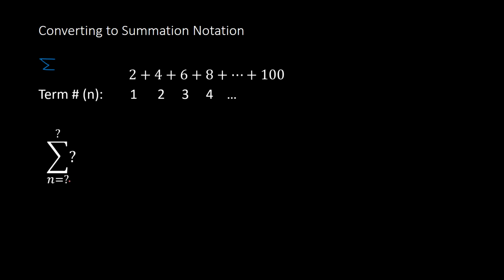So we know we're going to be starting with a term number of 1, but the question is, how far are we going to go to get to 100? How many terms do we have to get to 100?